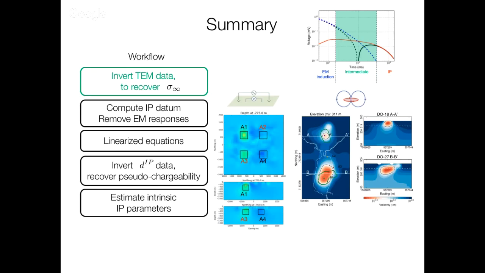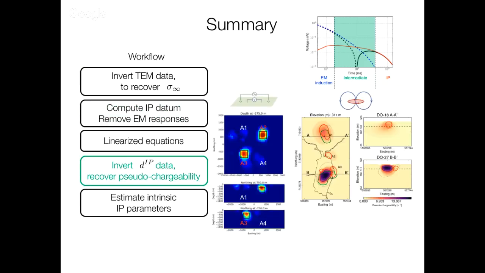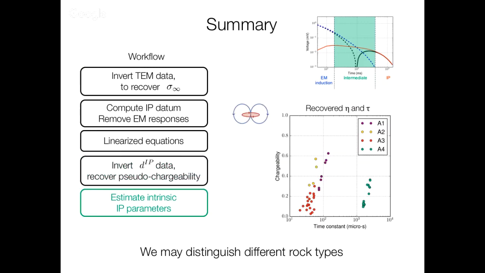And yeah, so this is what we saw in the grounded sources, in the inductive sources. So that was, first of all, to recover the conductivity, and then to compute the fundamentals and remove the fundamental from the IP response to get this, and then invert those for pseudochargeabilities, and then maybe do a next step for looking for Cole-Cole parameters. So that's it.